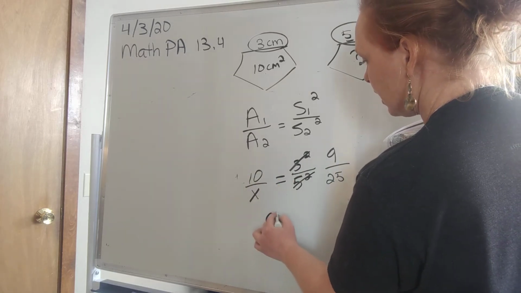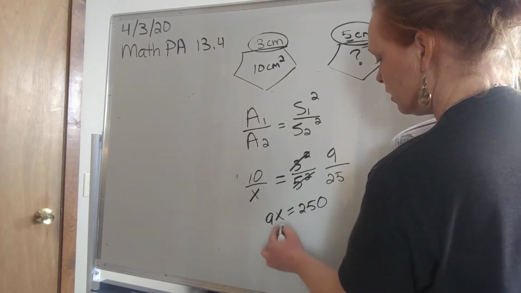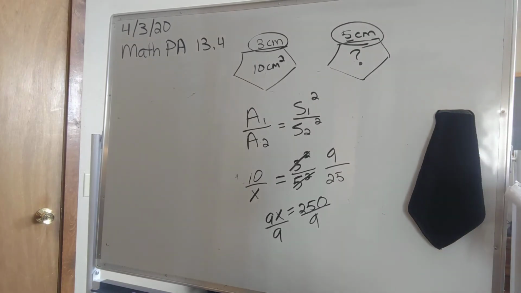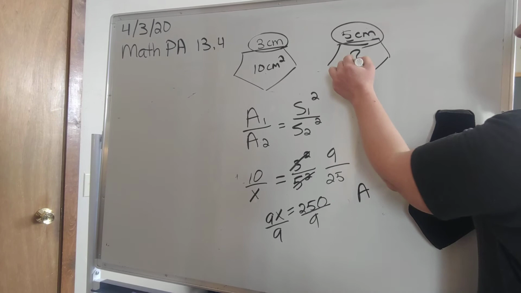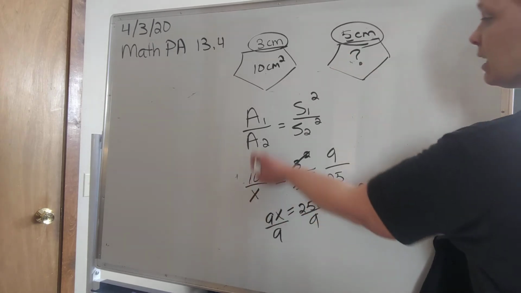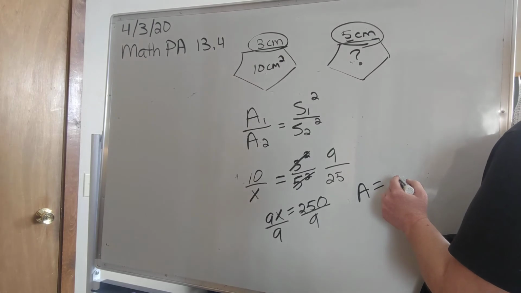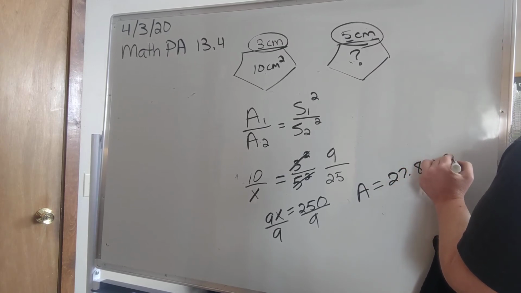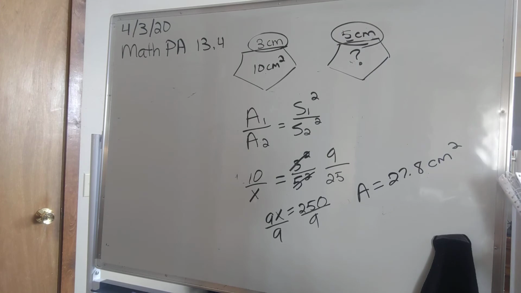So 9x equals 250. Divide both sides by 9. What's 250 divided by 9? We'll pop that into the calculator, and that tells us that the second area is 27.8 centimeters squared.